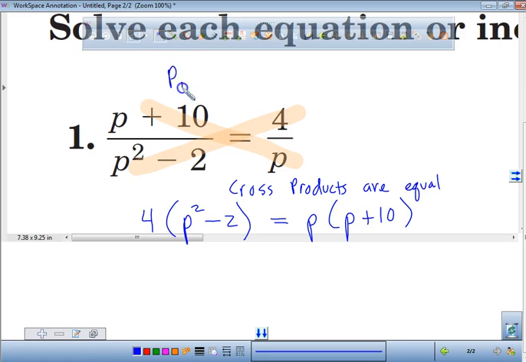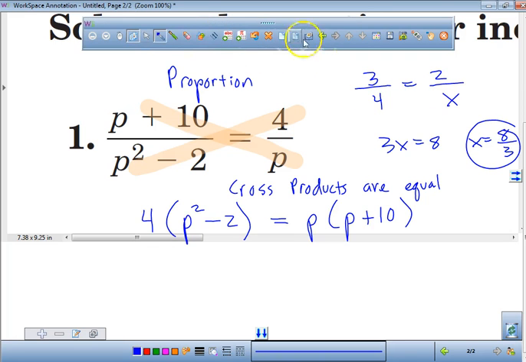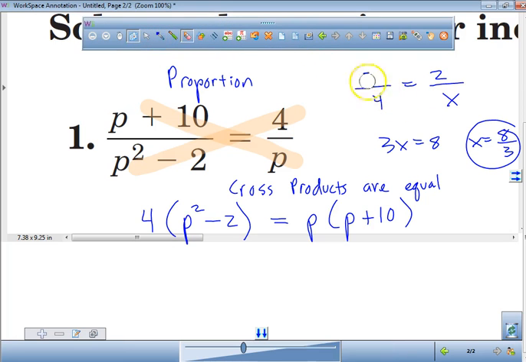And that's if you have what's called a simple proportion. You're used to seeing things like 3/4 equals 2 over x. And when you cross multiply, you would get what? 3x equals 8. So what would x equal? 8/3. Okay, that's what you're used to doing. But these are rational equations, which makes it a little bit more difficult.